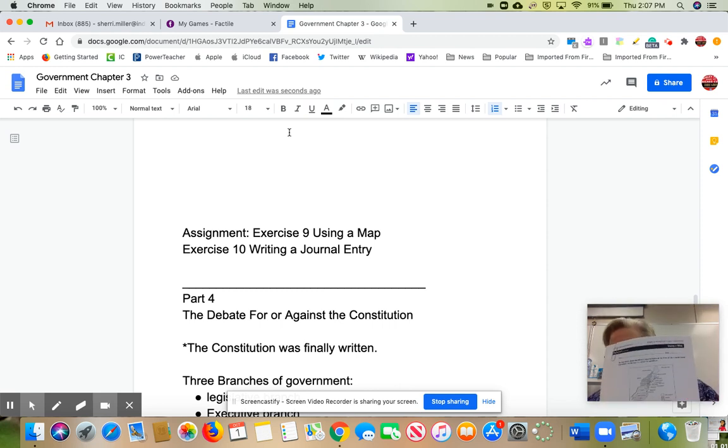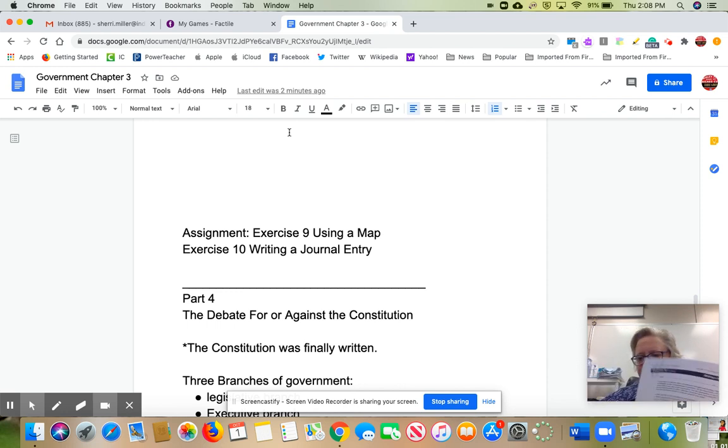So exercise 9: the map below shows the 13 original states at the time of the Constitutional Convention. Use the map to answer the questions. The key has New England states, middle and southern states, and it talks about who had the most land and things like that. So that one shouldn't be too hard.